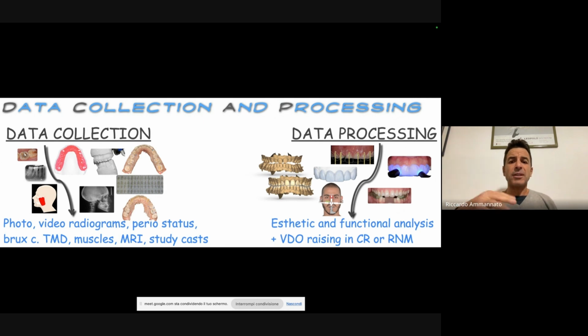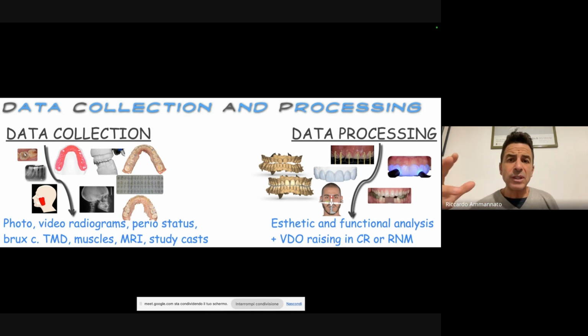And in the data processing, we do what we usually do in prosto cases. We're going to do our project, very often opening the vertical dimension of occlusion, and then we will do our test drive. So we want to transfer our wax-up, our project that was based on an aesthetic and functional analysis, opening the vertical dimension of occlusion, either in CR position or neuromuscular position, depending on our findings. So it's not all the cases in CR, or not all the cases in neuromuscular position, but depending on the situation of that specific case.